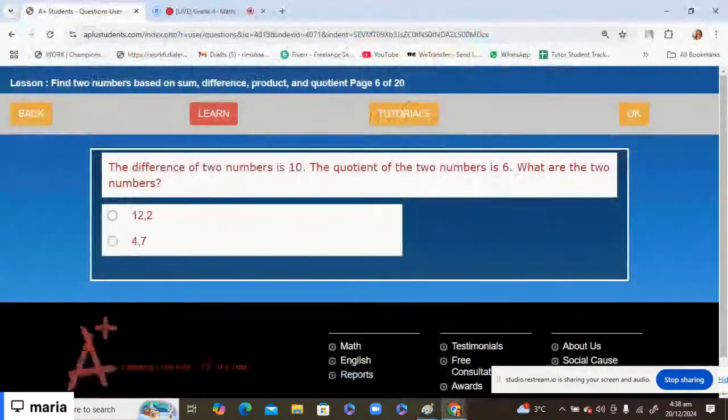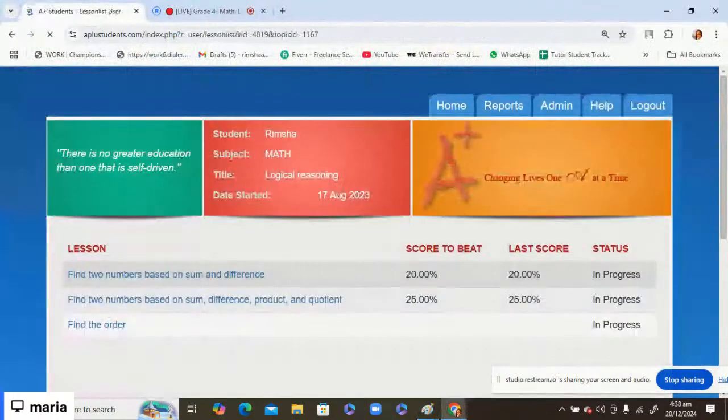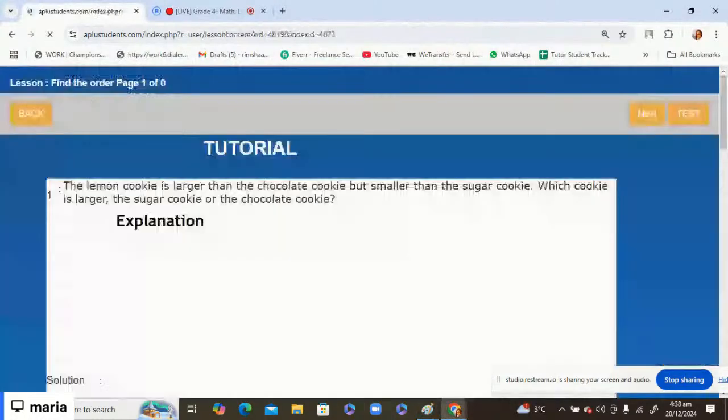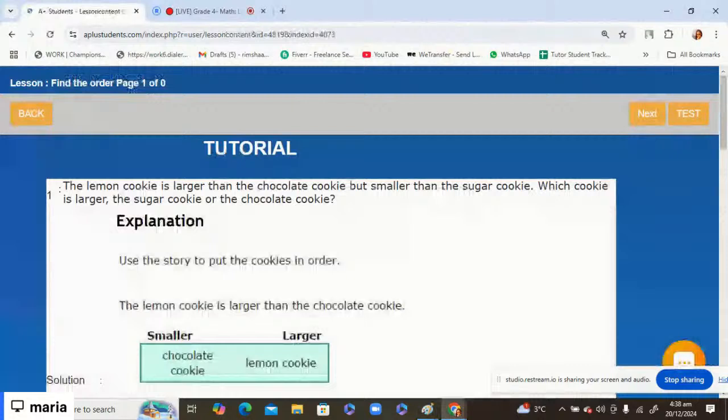Now let's start the last lesson of the day, which is find the order. So the lemon cookie is larger than the chocolate cookie. We are going to put the order like which one is the greater, which one is the less, and which one is the smaller in both of it.